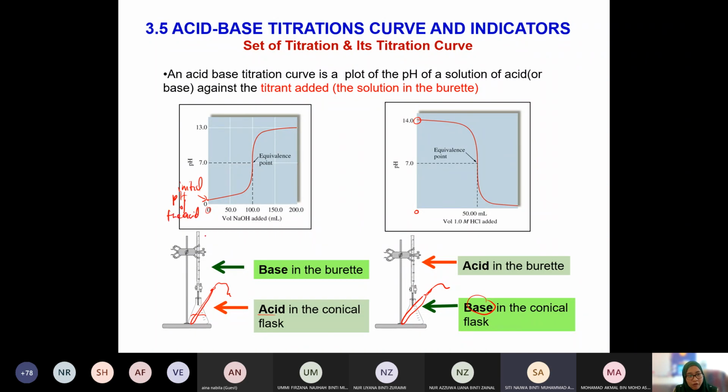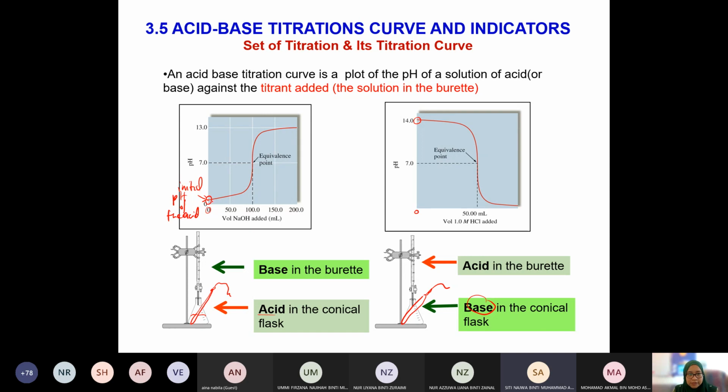Maksudnya before the titration starts, ataupun initial pH of the acid. That means we only have acid in it. So this is the part. And then kita akan start titrating, okay? I mean, we start to add the titrant into the solution.